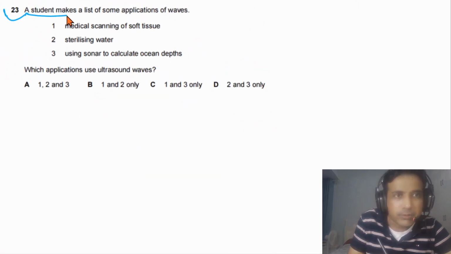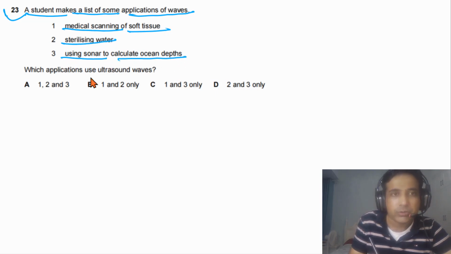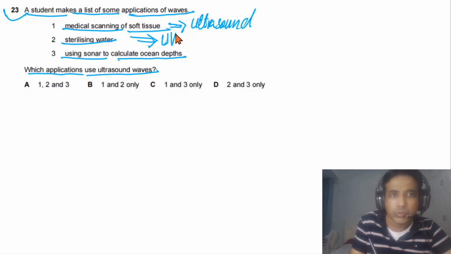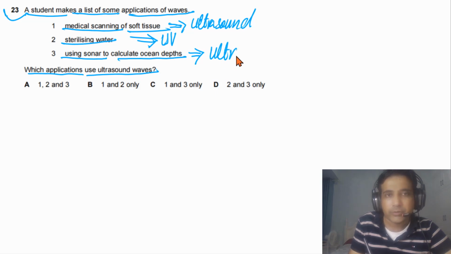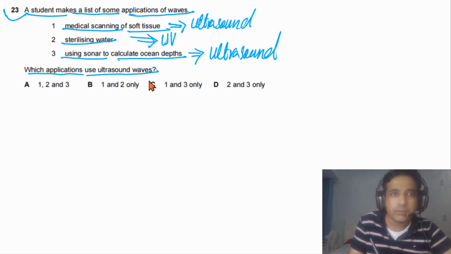Question 23 says a student makes a list of some applications of waves. 1. Medical scanning of soft tissue. 2. Sterilizing water. 3. Using sonar to calculate ocean depths. Which applications use ultrasound waves? The first one, for scanning of soft tissues, ultrasound waves are used. For purification of water, we can use UV light. And for ocean depth, in sonar, ultrasound waves are used. So the answer for this question is C.